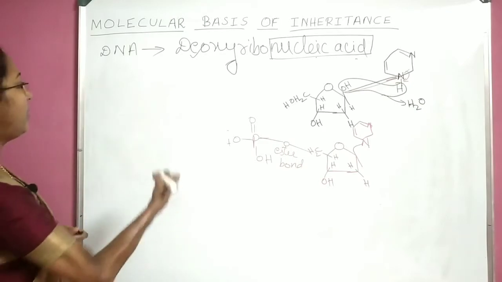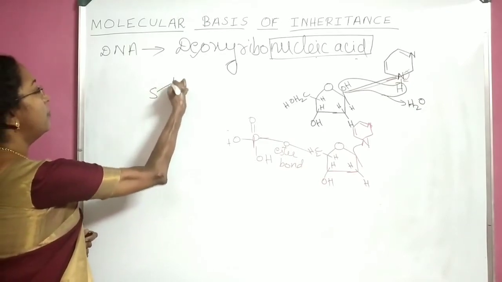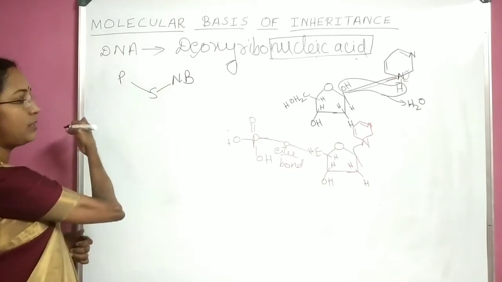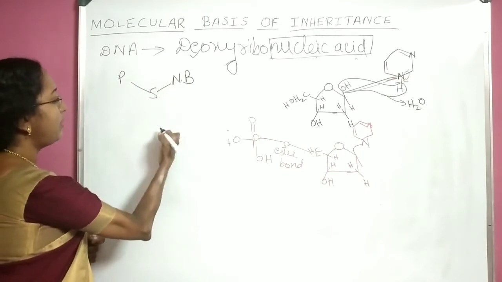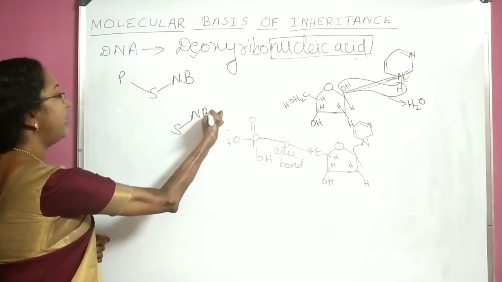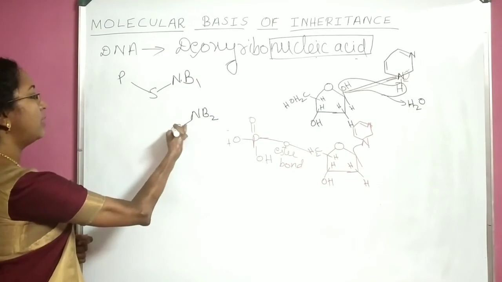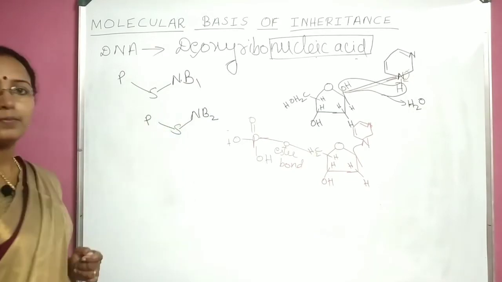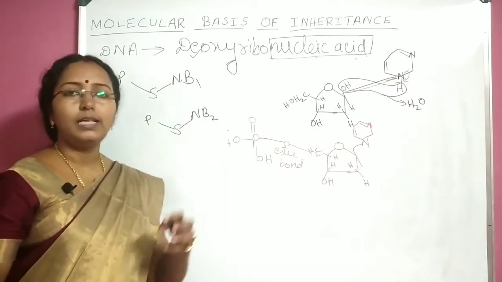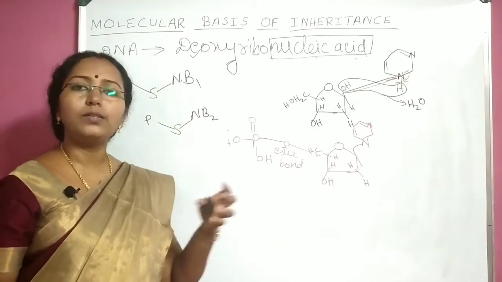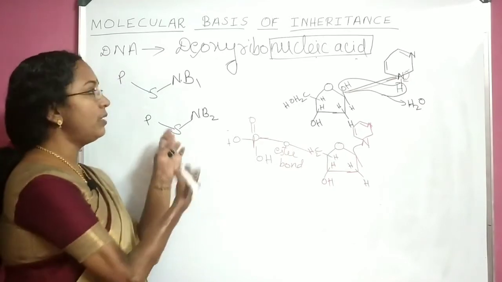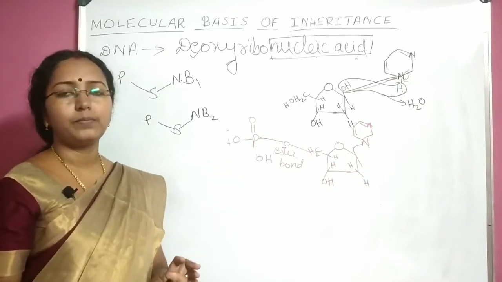We have a nucleotide: sugar bonded to any nitrogenous base. Here it is bonded to phosphate. Again, another nucleotide I am drawing here: sugar bonded to nitrogenous base 2. This is nitrogenous base 1. And again phosphate. So always in this structure, what is changing is only the nitrogenous base. It can be adenine, thymine, guanine or cytosine. Any nitrogenous base can come over there, but sugar and phosphate remain the same.